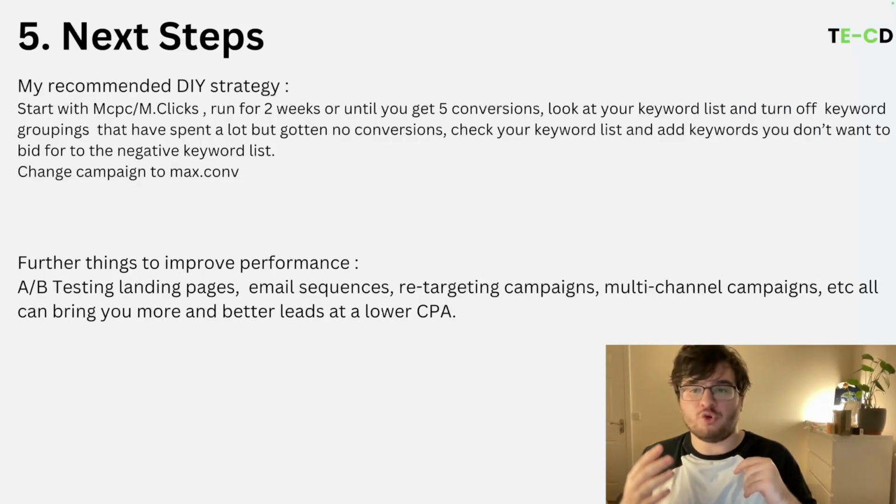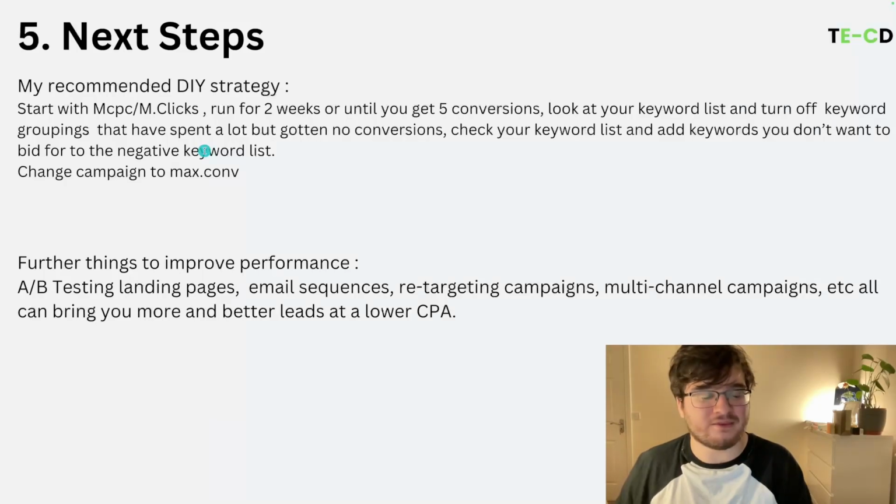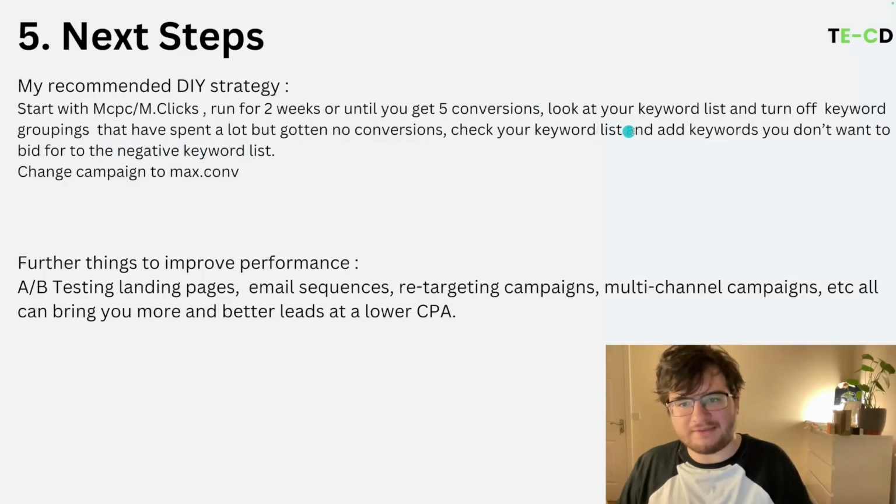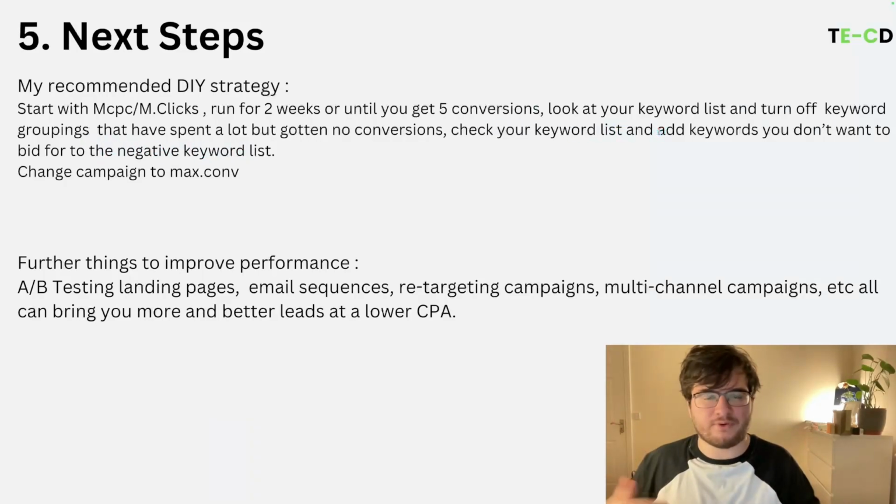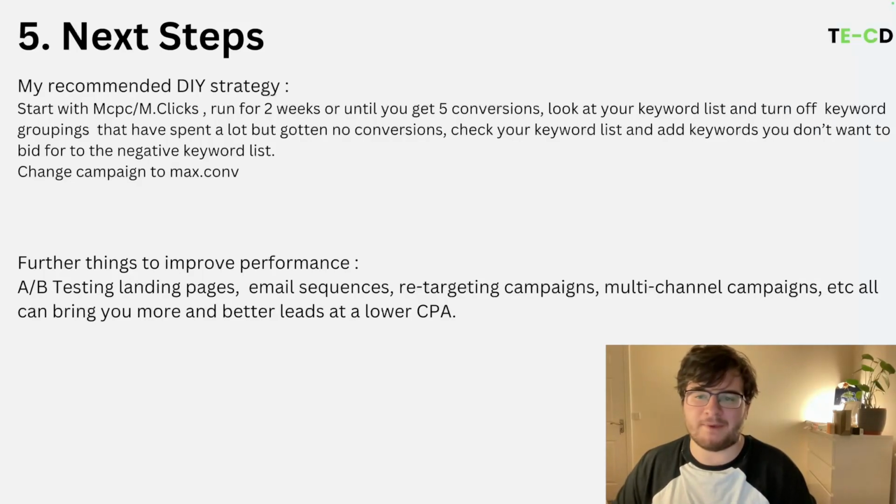So after that is done, you basically check your negative keyword grouping again. It's very important to build those out. You check your keyword list and you basically check what Google has bid for so far. It's in the Insight tab on your Google Ads Manager.